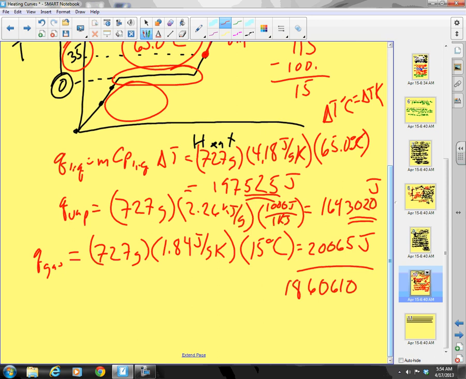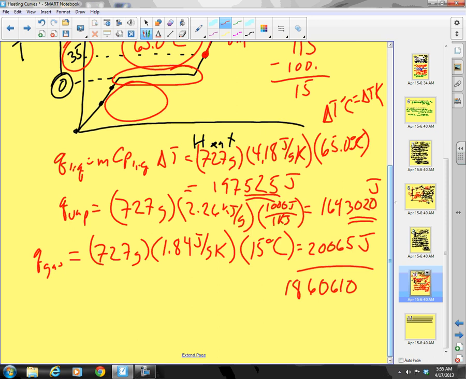Lots of numbers. This is not hard, but it can be tedious, and we can make mistakes easily. 197525, got it, plus 1643020 plus 20065, and I get 1860610. Okay, good. Now how many sig figs?